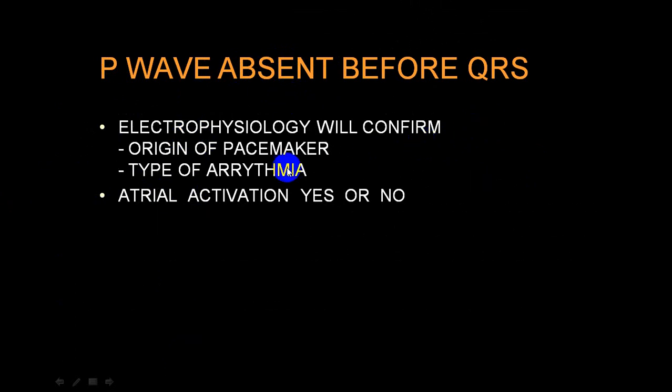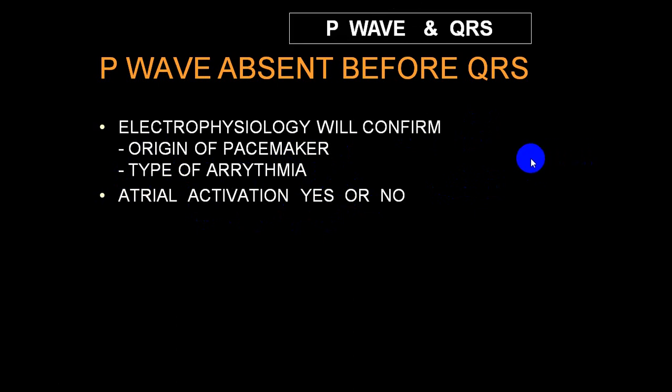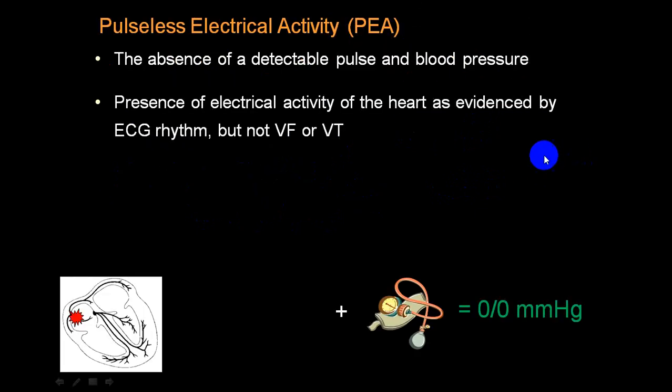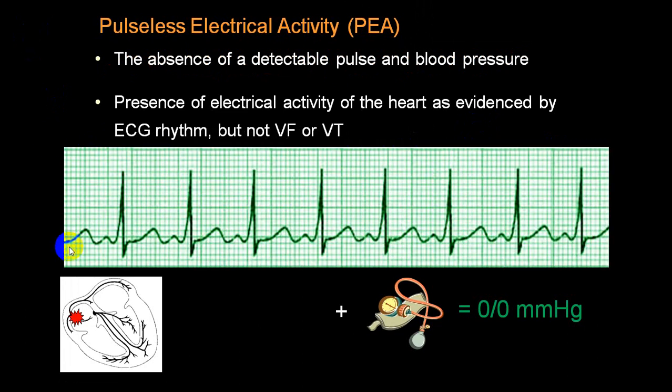And if it is present, it will tell you the origin of the pacemaker, the type of arrhythmia, and whether the atrium is activated or not. This idea will be given by an EP study. And don't forget this: a person will have a normal P wave QRS complex recording on a monitor, rhythm strips, etc. But the person will not have a pulse and blood pressure will not be recordable.